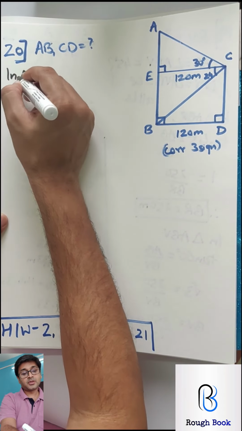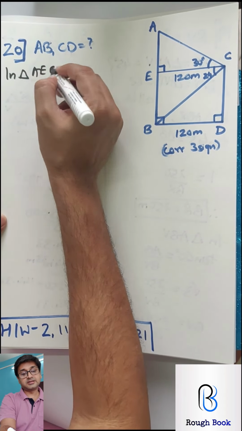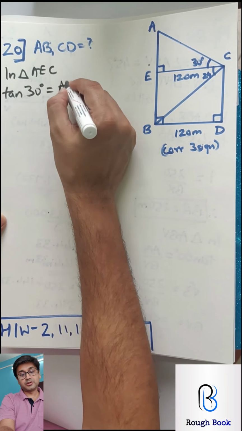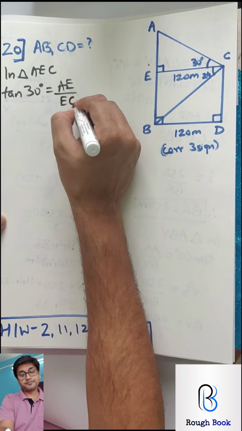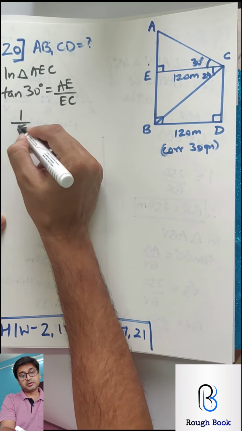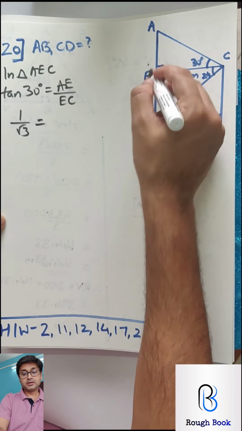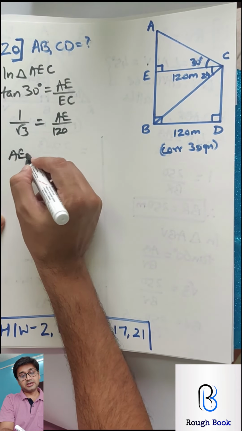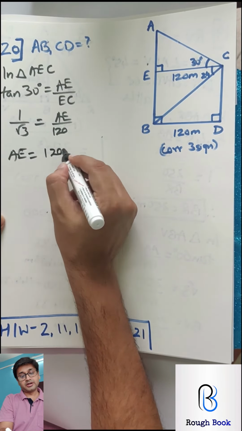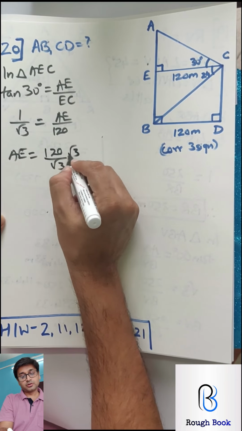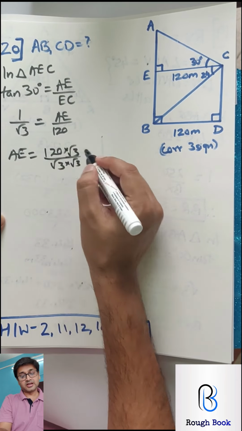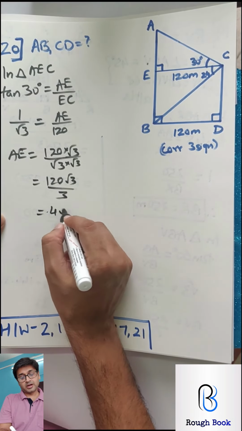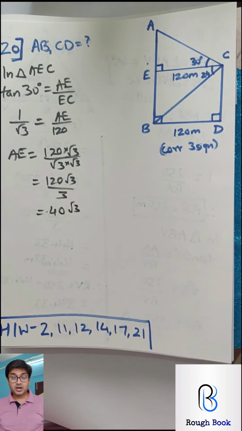So first one, in triangle AEC, I will say tan 30 equals AE upon EC. So 1 by root 3. AE is not known, but EC is 120. So AE shall be 120 upon root 3. So root 3 by root 3, rationalizing. So I'll get 120 root 3 by 3. That becomes 40 root 3.